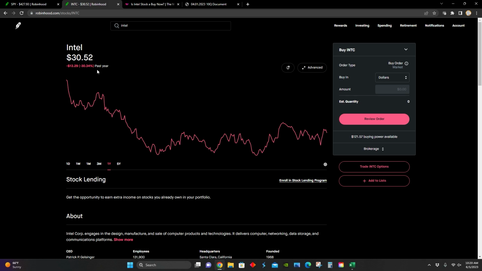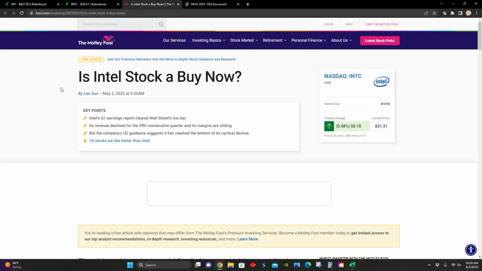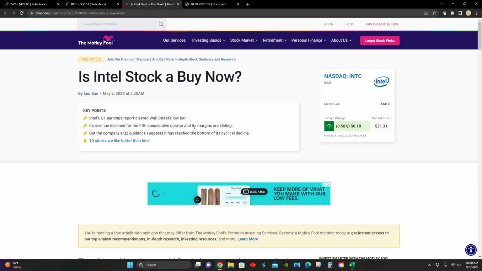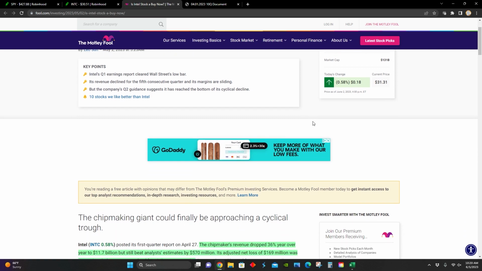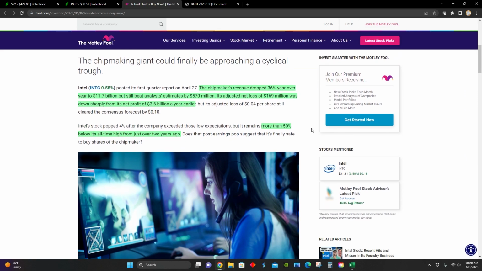And so right here in this article, it's titled, "Is Intel's Stock a Buy Now?" And some key points that they touch on are that Intel's Q1 earnings report cleared Wall Street's low bar. Also, their revenue declined for the fifth consecutive quarter, and its margins are still sliding. But the company's quarter two guidance suggests that they might have reached the bottom of their decline. So it might be a good time to buy in right now. So we'll see if that's true.